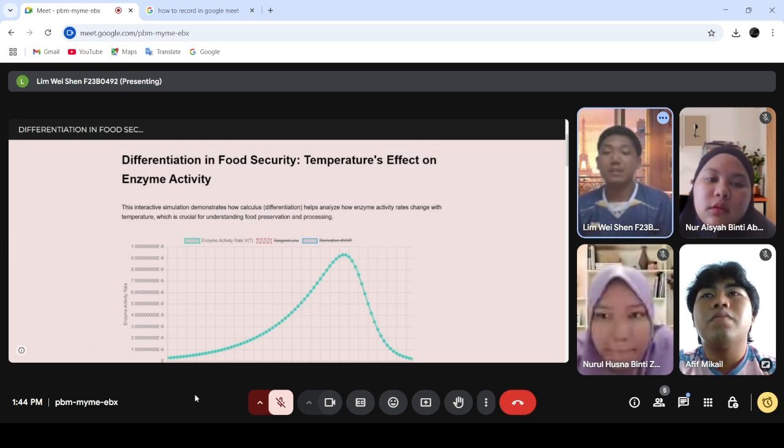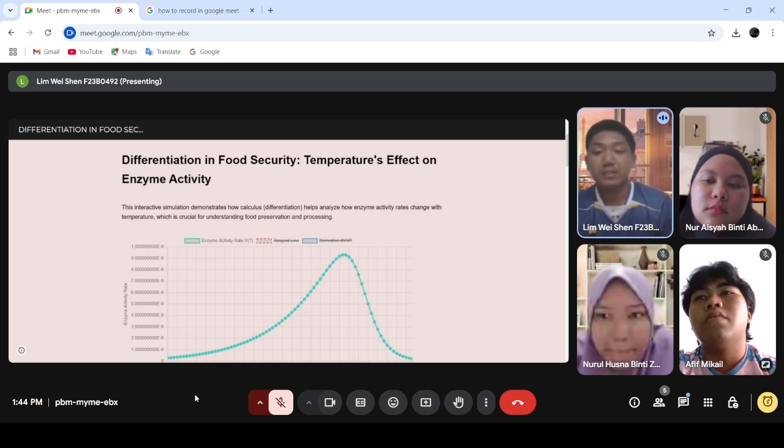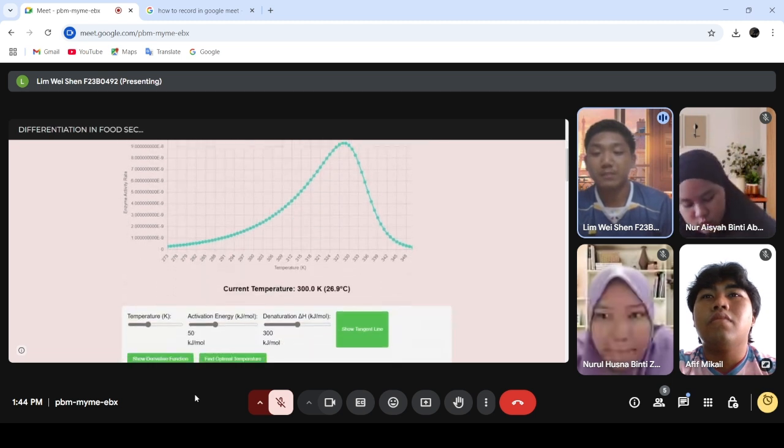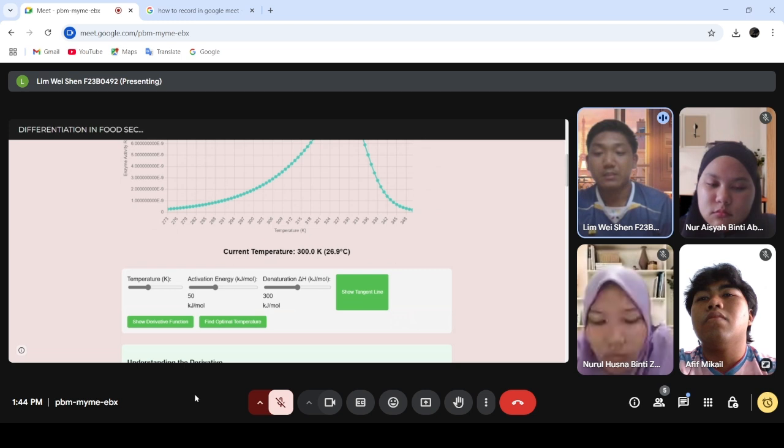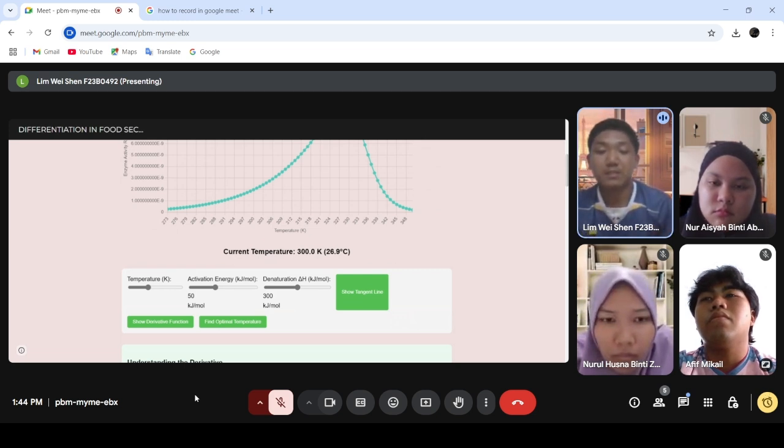We believe that enzyme activity will increase with temperature, but only up to a certain point. After that, high heat will denature the enzyme, stopping it from working. In our experiment, we use a potato extract which contains catalase and mix it with hydrogen peroxide. The reaction produces bubbles. More bubbles mean more enzyme activity.